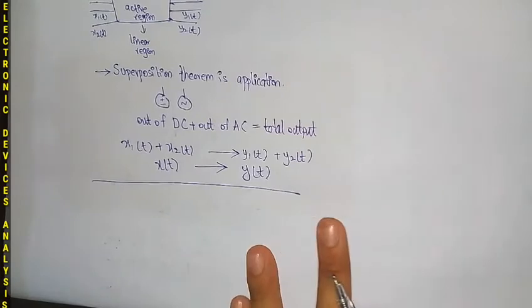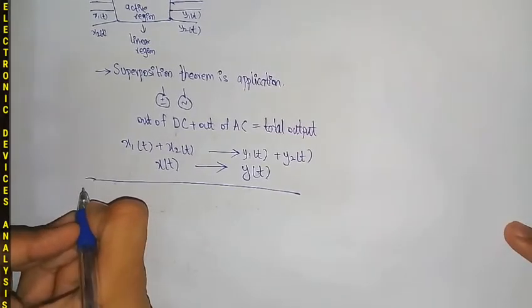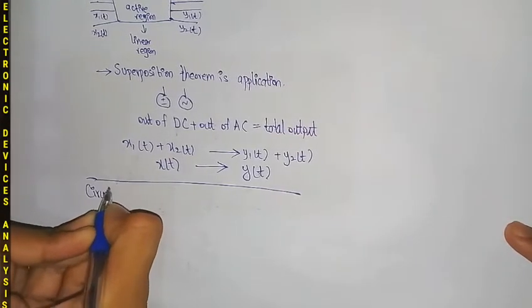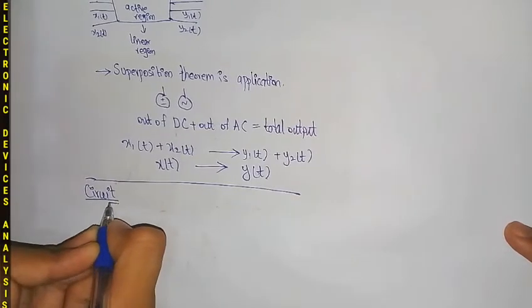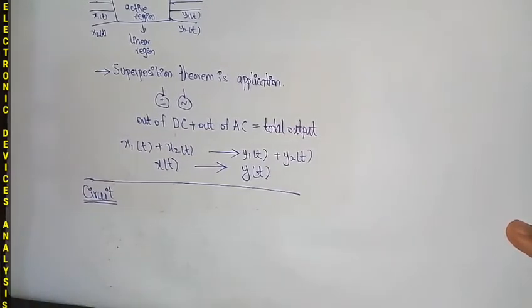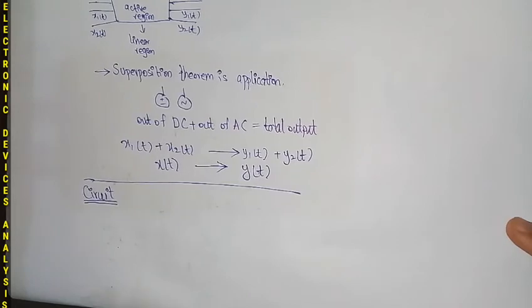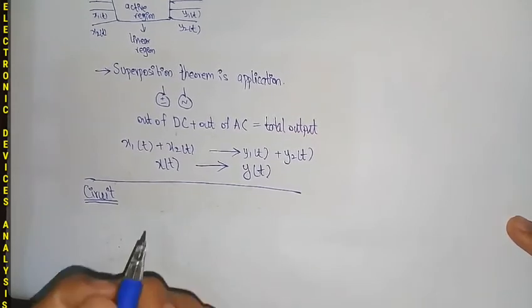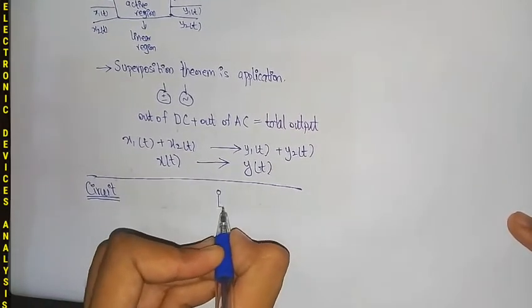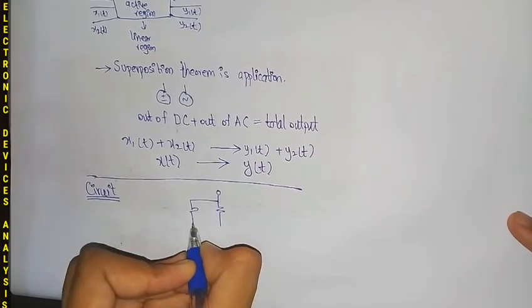So now come to today's topic. First of all, we will make a circuit of a voltage divider bias network, or you can take any BJT biasing circuit such as fixed biasing or emitter biasing. Here I will take a voltage divider bias circuit.